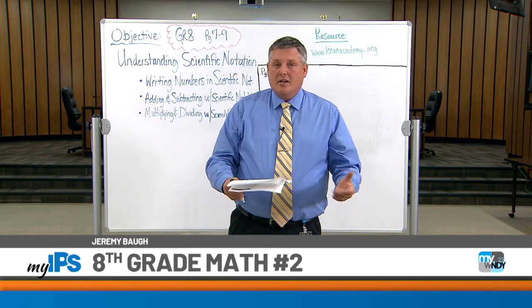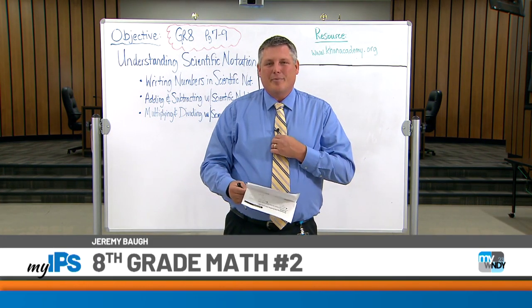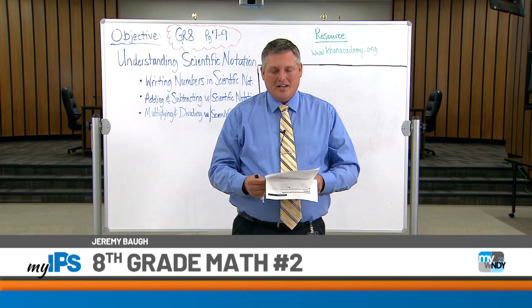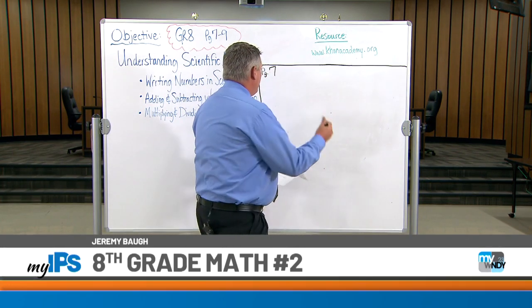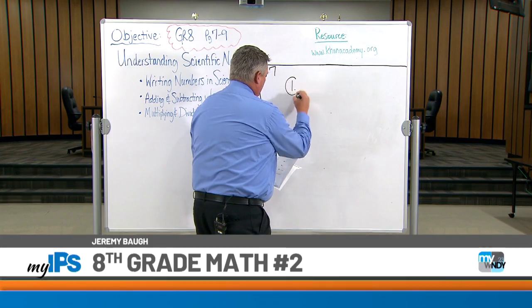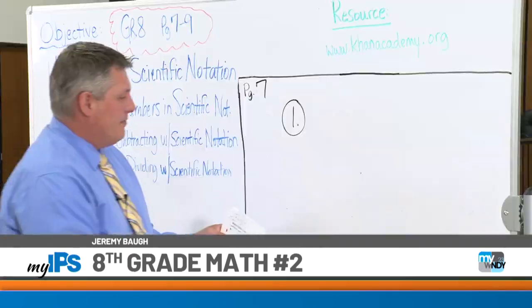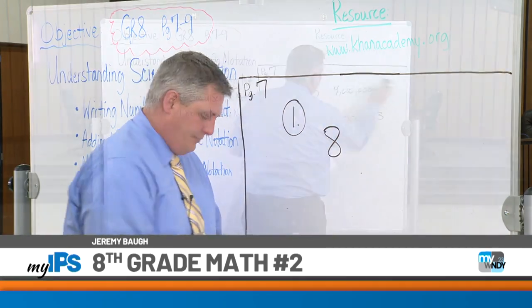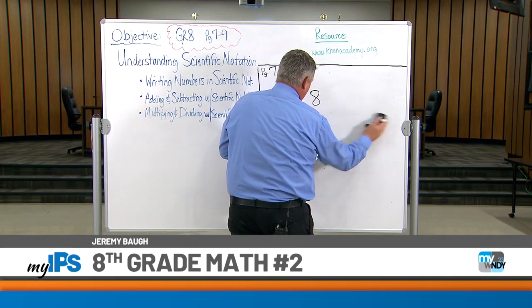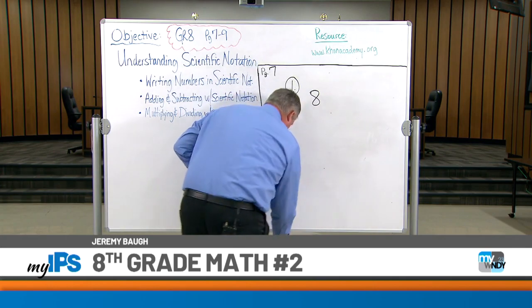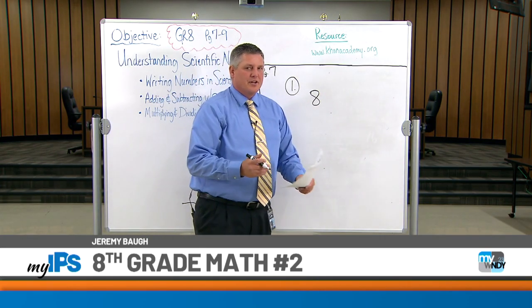So, first thing that I'd like you to do is open your packet, take out a pencil, and let's get started on page 7. So, number 1 on page 7 simply says, write each number in scientific notation. So the number is 8. Scientific notation has a couple of rules. Math has a lot of rules. Have you noticed that already?